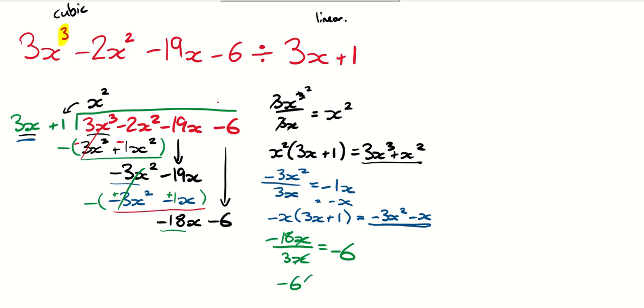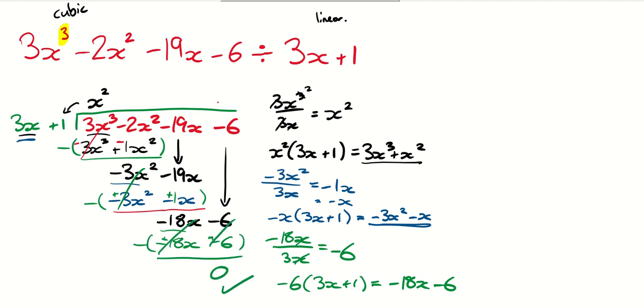So we take minus 6 and we multiply it by 3x plus 1, and we get minus 18x minus 6, which, as you can see, is the same thing as here, minus 18x minus 6. So when you subtract them and change the signs, you're going to be left with 0. So you know that that's right.